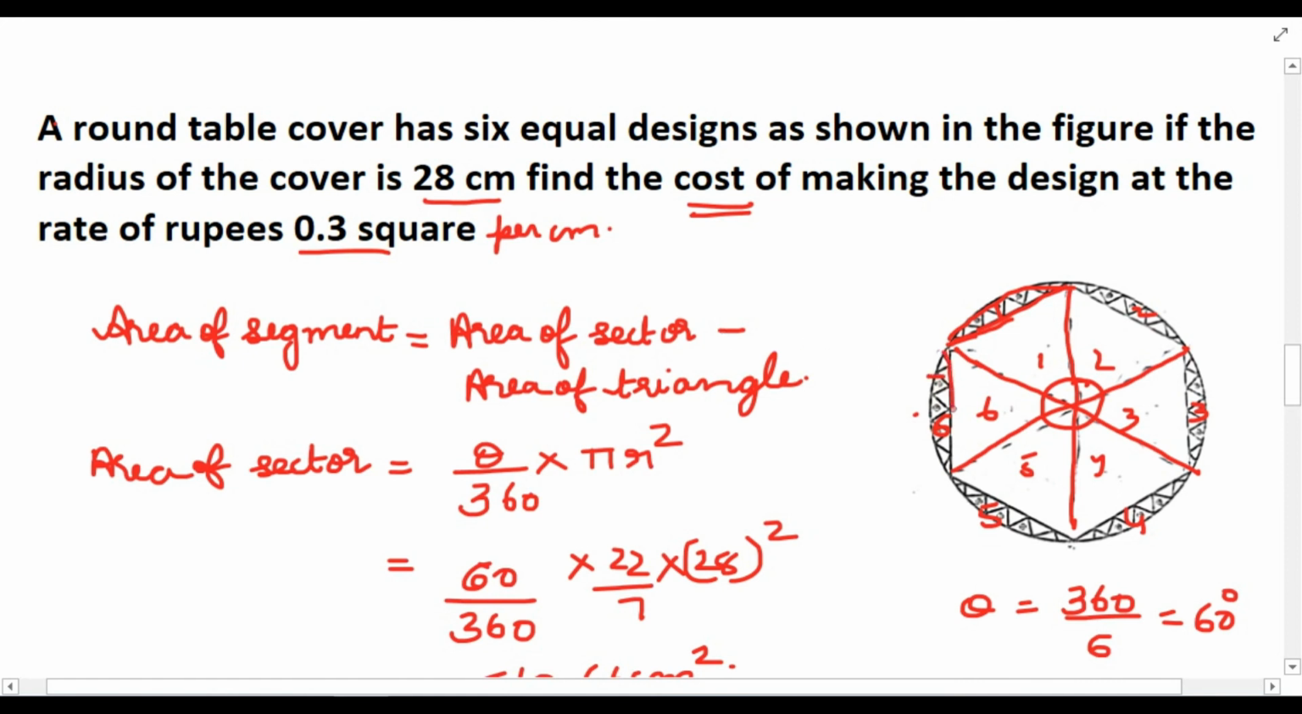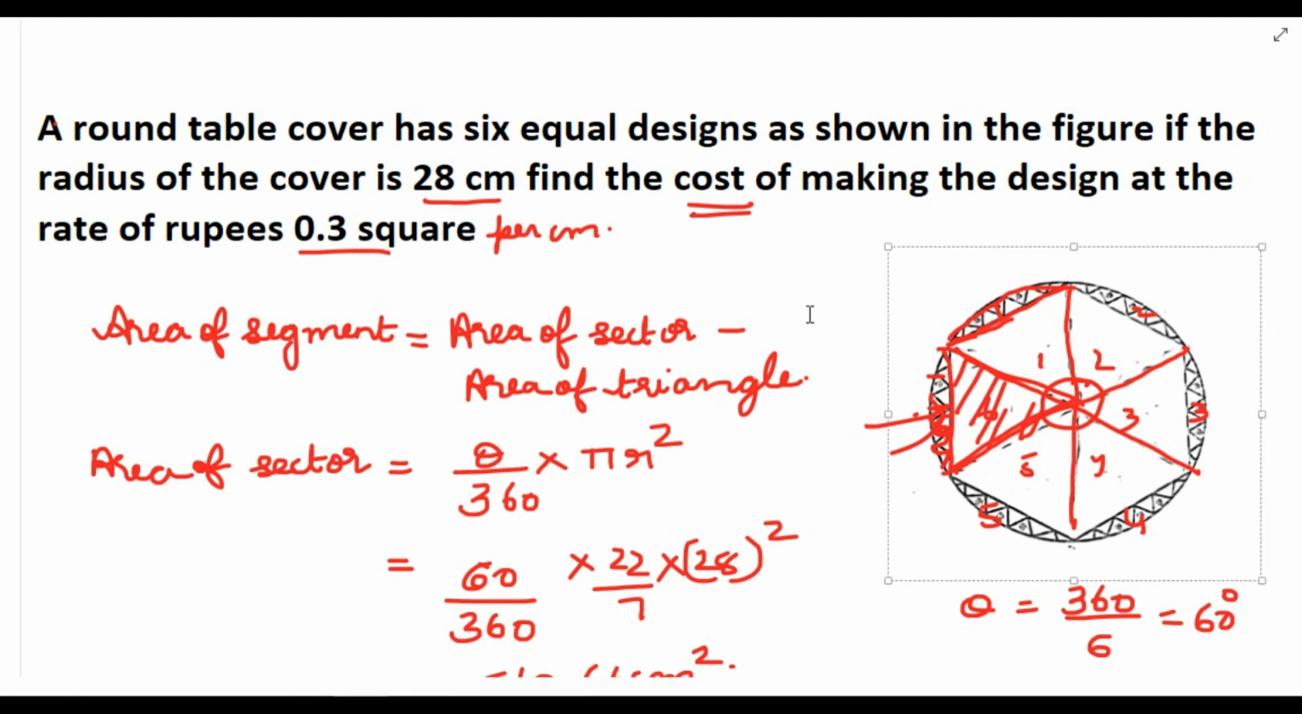So in this question, we need to find the area of segment because the design is like this. To find the area of segment, we need to find the area of sector first. Area of sector minus area of the triangle will give you the area of the segment, and area of sector is theta divided by 360 into pi r square. Find the area of one segment, then multiply the answer with 6 to get the area of all the designs. After that, multiply the answer with 0.35 to get the cost of the design.